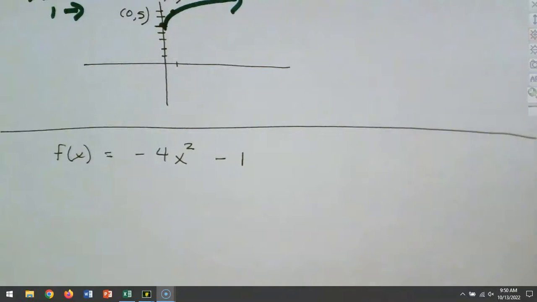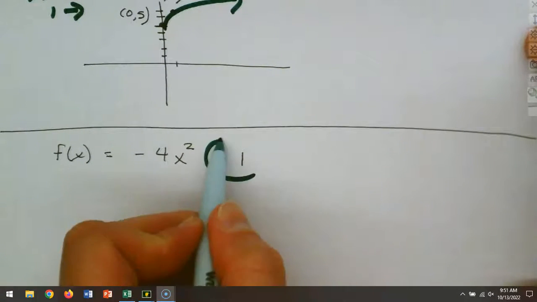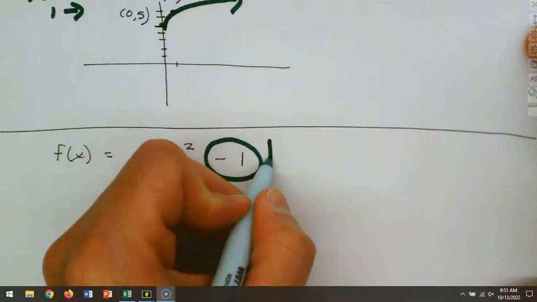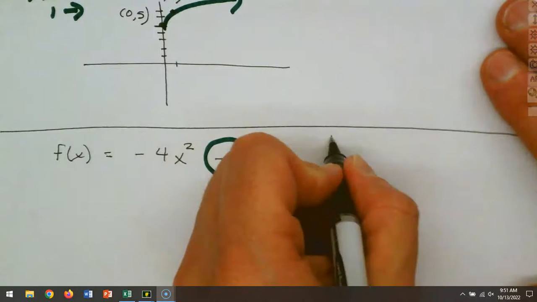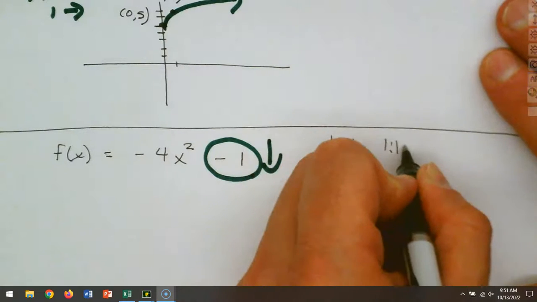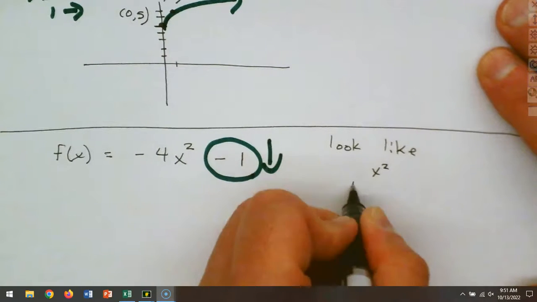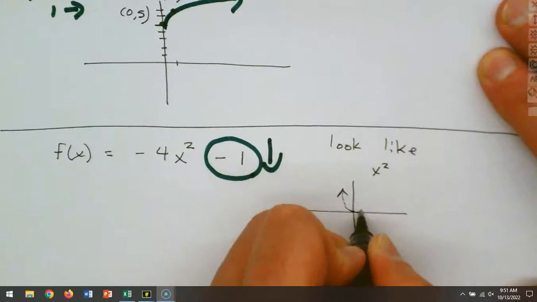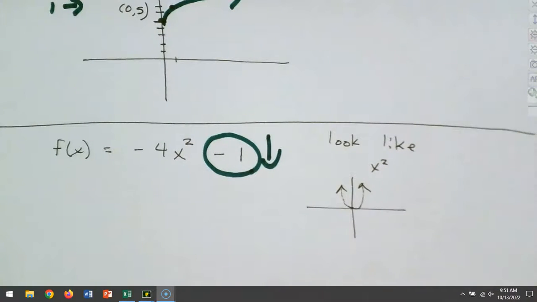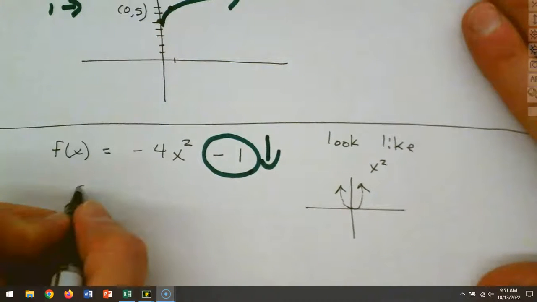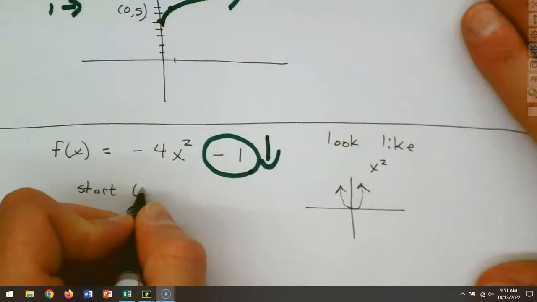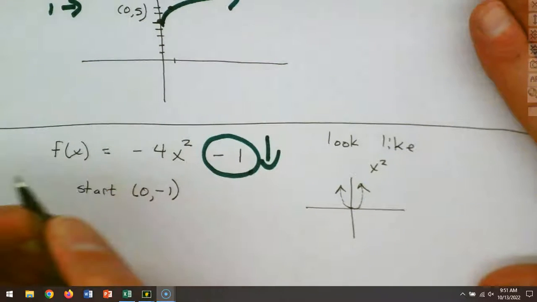Where are we going to start at? This minus 1, it's negative. So what does that make the graph do? Makes it go down. And what should it look like? Okay, it needs to look like this. X squared needs to look in a way like that. Now, it might be upside down. And in this case, it will be because this is negative. So where are we going to start at? We're going to start at 0, negative 1.